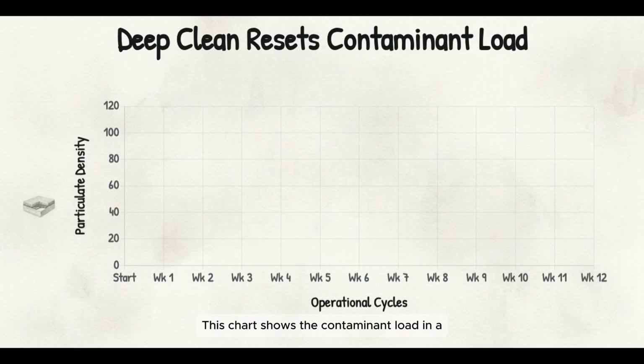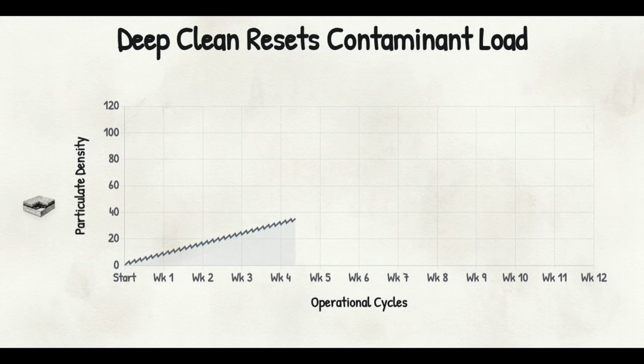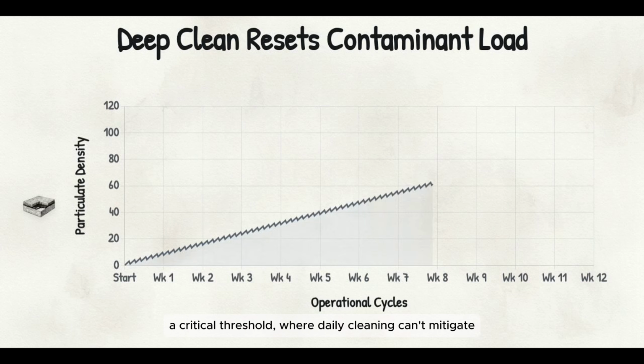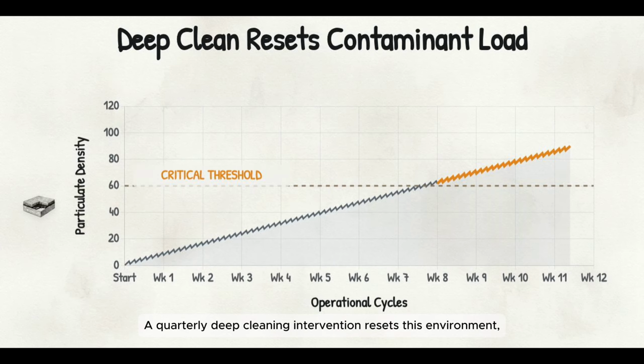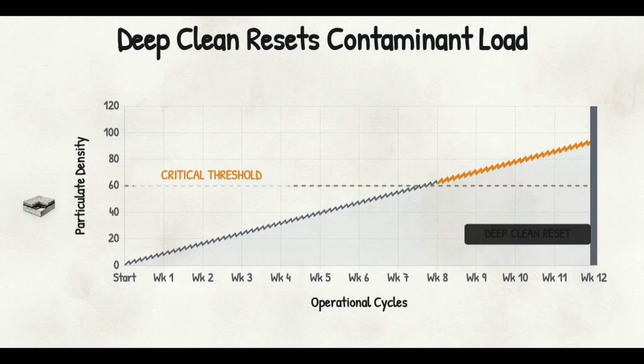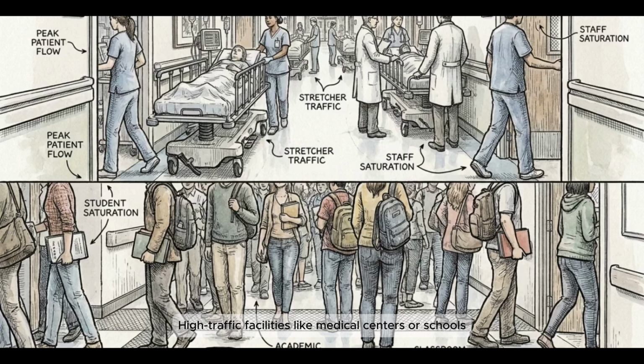This chart shows the contaminant load in a high-traffic space. Daily cleaning creates small dips, but the volume trends upward. Around the 8-week mark, the load crosses a critical threshold where daily cleaning can't mitigate the accumulation. A quarterly deep cleaning intervention resets this environment, dropping the contaminant load back to the baseline zero. High-traffic facilities like medical centers or schools see this curve accelerate, necessitating interventions every 4 to 6 weeks.